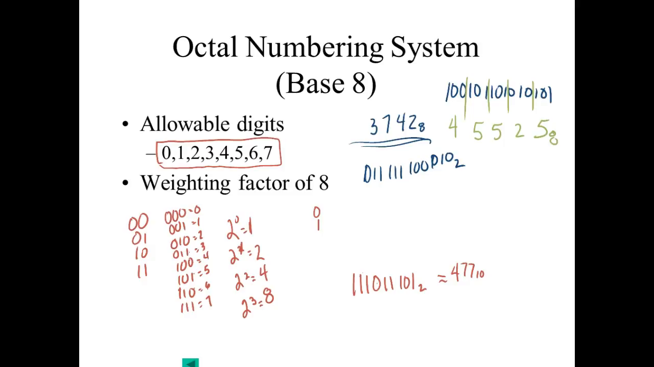Because what we're doing is using the exact number of combinations for 3 bits of binary. It gives us exactly 8 combinations. Each digit of octal has exactly what? 8 combinations. So we can represent binary with octal, or we can represent octal with binary.